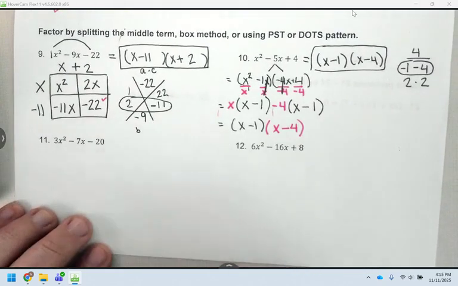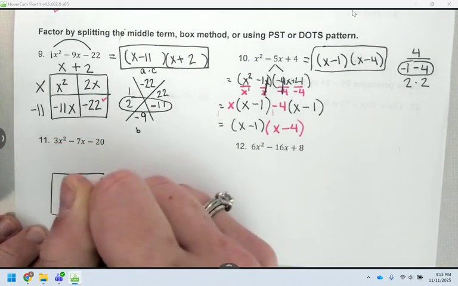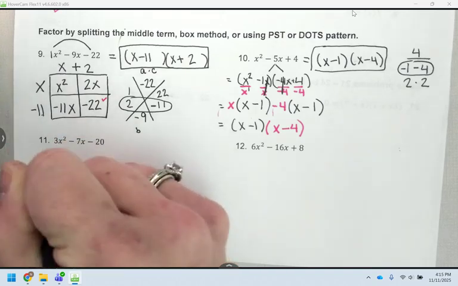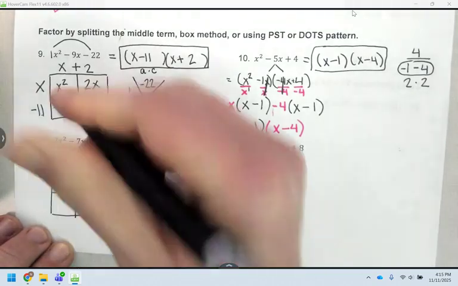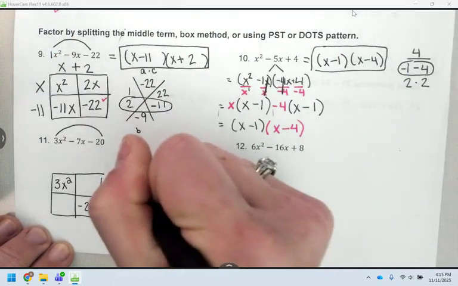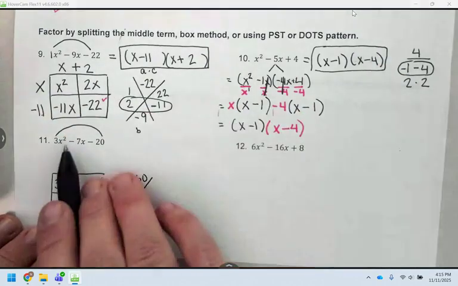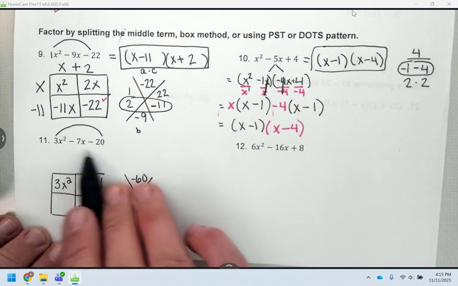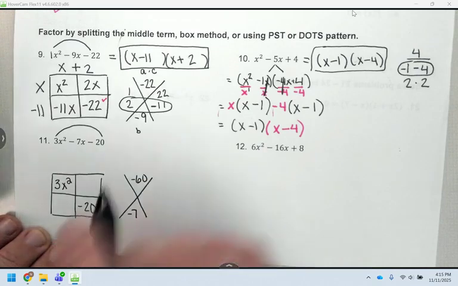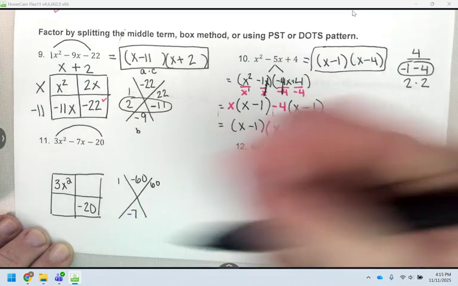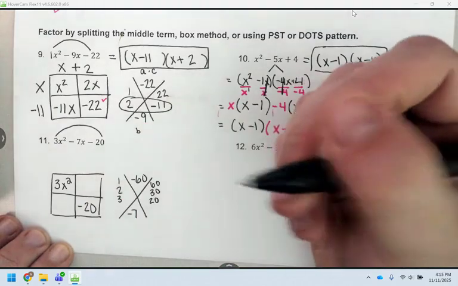All right, number 11, I'll stick with box method for the left-hand side. 3x squared at the top left, negative 20 down here. Multiply your a times your c, that's a negative 60. Negative 7 down here. Don't forget to divide if you can. So if you can take out a common factor, make sure you do that to make your numbers smaller. All right, 60, 1 and 60, definitely not going to give me 7. 2 and 30, nope. 3 and 20, nope.